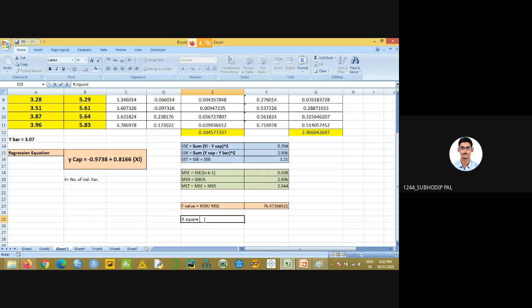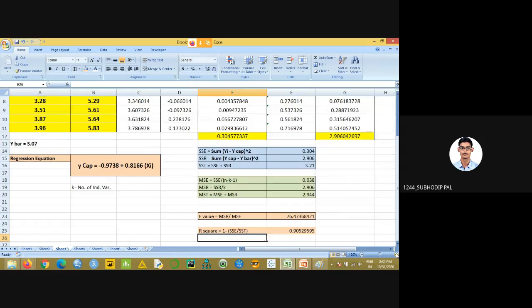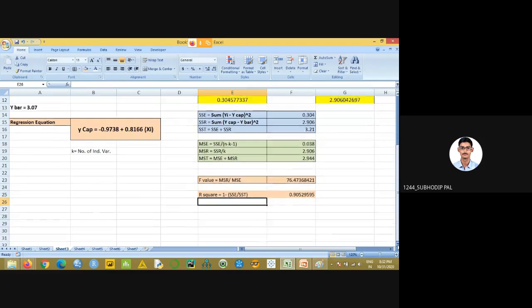R square formula is equal to 1 minus SSE divided by SST. Remember this one. R square formula is 1 minus SSE divided by SST. So equal to 1 minus SSE divided by SST. This is what my R square value is. Clear?